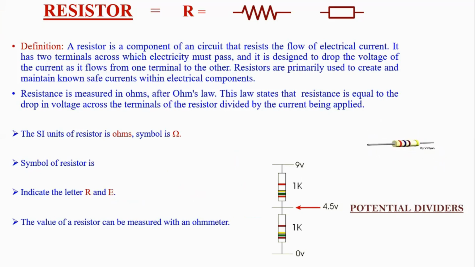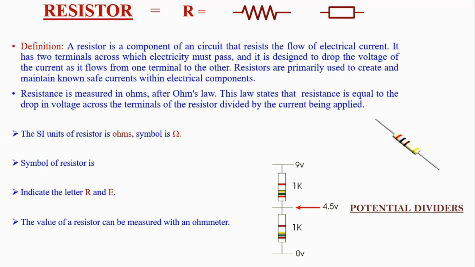Definition: why we use a resistor, and what does a resistor do in a circuit? It resists the current in the circuit. So what happens after resistance? The voltage will naturally drop. So wherever you want to have a voltage drop, we use a part called a resistor. This you have to remember.